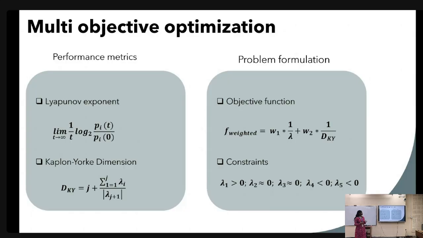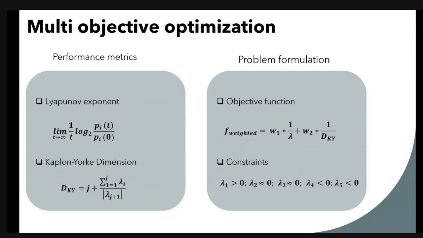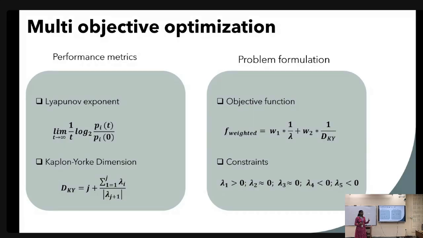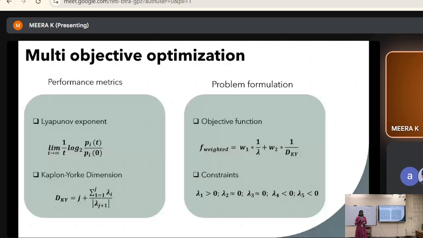The second one is the Kaplan-Yorke dimension. A higher value of this dimension will give us a diverse range of behavior. By considering these two values, we are generating an objective function for optimization, that is the Lyapunov exponent and the inverse of the Kaplan-Yorke dimension. And we have to consider these things from the chaotic system point of view. First, at least one Lyapunov exponent should be positive, so lambda 1 is greater than 0, the next is approximately equal to 0, and the remaining value will be less than 0.